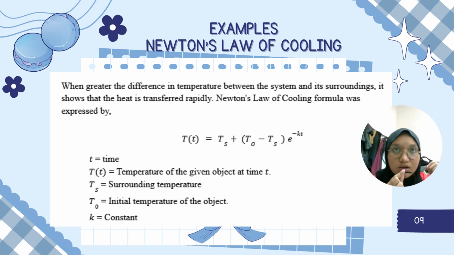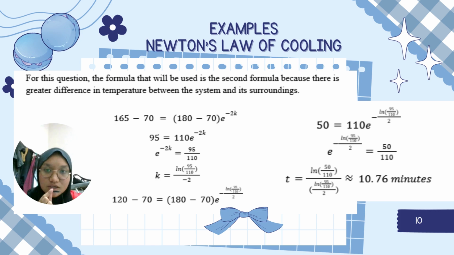Next, we need to analyze the question. After analyzing, we get to know that when there is a greater difference in temperature between the system and the surroundings, the heat is transferred rapidly. The Newton's law of cooling formula needs to be changed a bit, so we have the current formula right now. After we got this formula, we can solve it as we already have all the information.